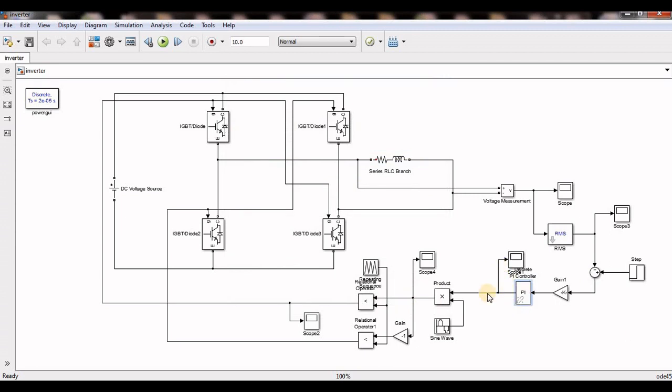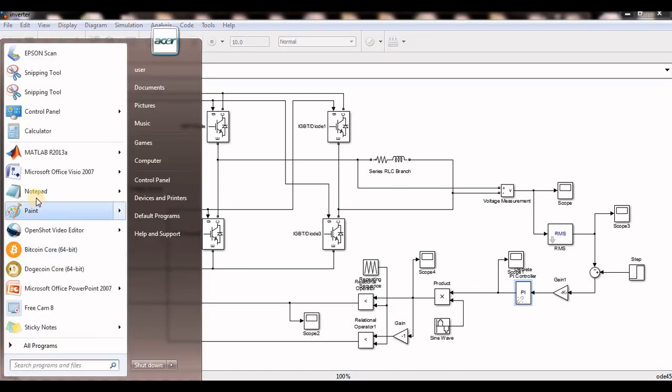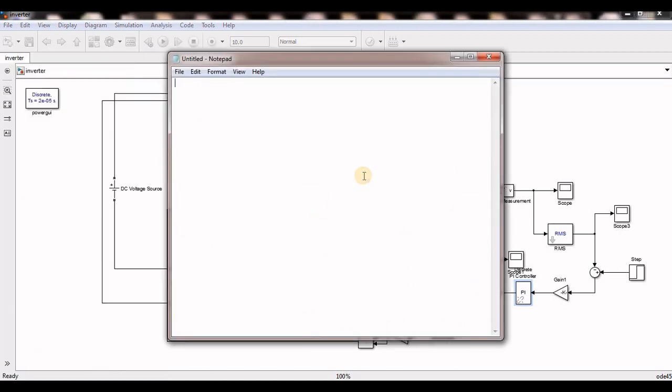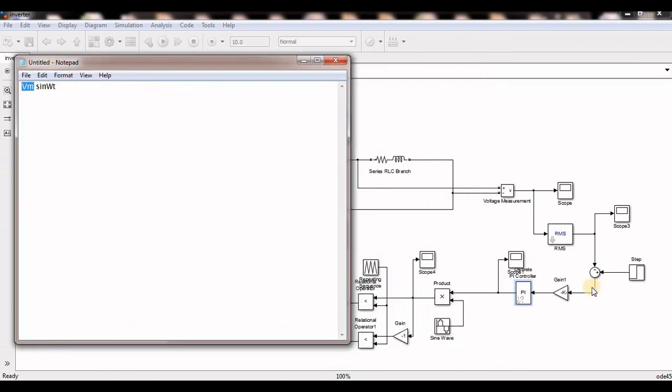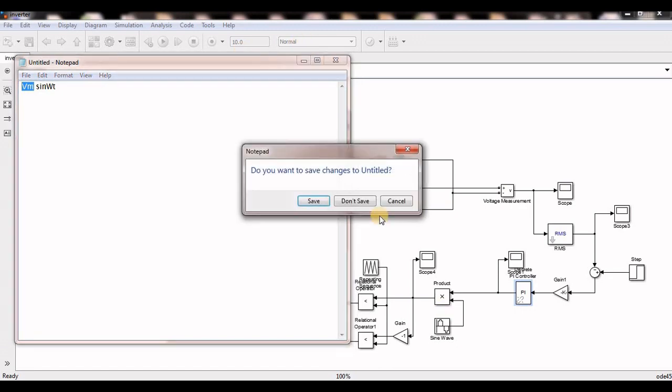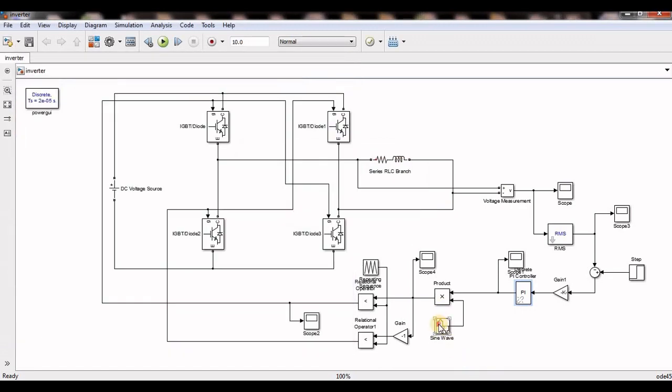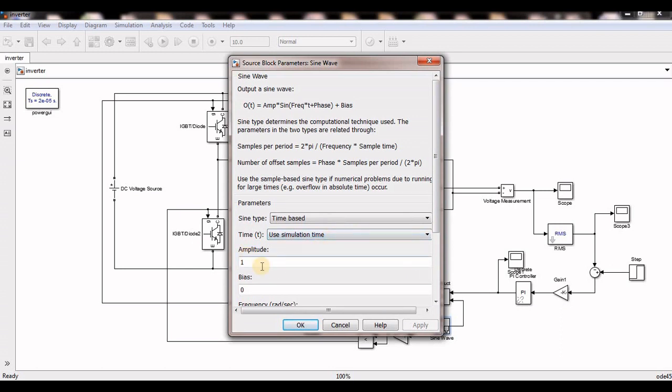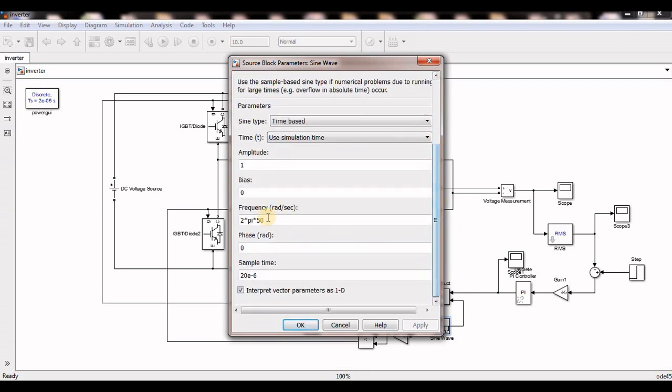So this is my modulation index VM. So generally I require VM sin omega t. This VM is my modulation index, the magnitude of voltage. This is generated by this PI controller, and sin omega t is the unit sine wave. Unit sine wave I considered. This amplitude is 1 and frequency is 50 Hz.